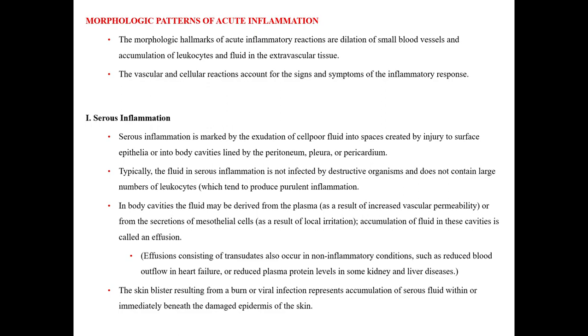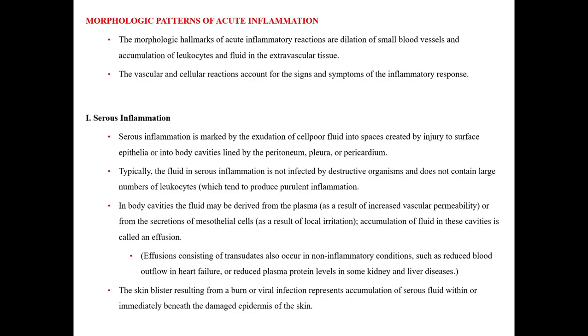The first type of morphological pattern of acute inflammation هو serous inflammation, which is marked by the exudation of cell-poor fluid into the space. يعني الفلويد اللي راح يتجمع هو poor in cells, ما بي خلايا كثيرة, by injury to the surface epithelia or into the body cavity lined by peritoneum, pleura or pericardium.